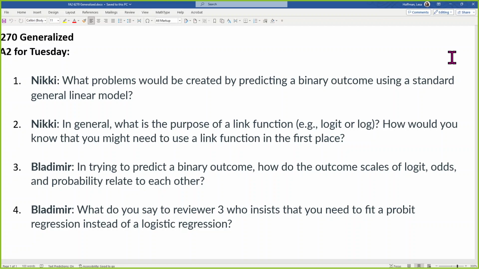But okay, so formative assessment, we had 4 questions. I'm taking the lead on the first 2. And so the first question from the formative assessment was: what problems would be created by predicting a binary outcome using a standard general linear model? I looked at the answers this morning, and you all had excellent responses to this question. So what do folks think?